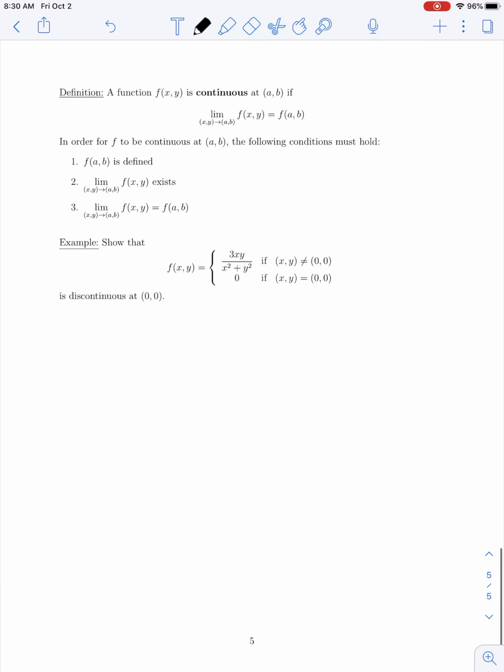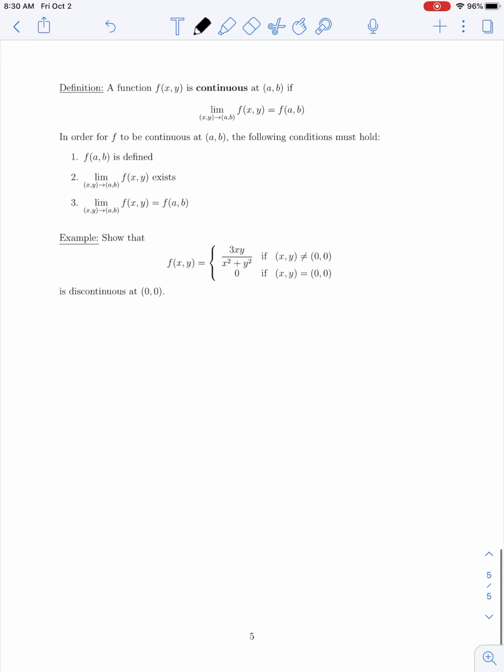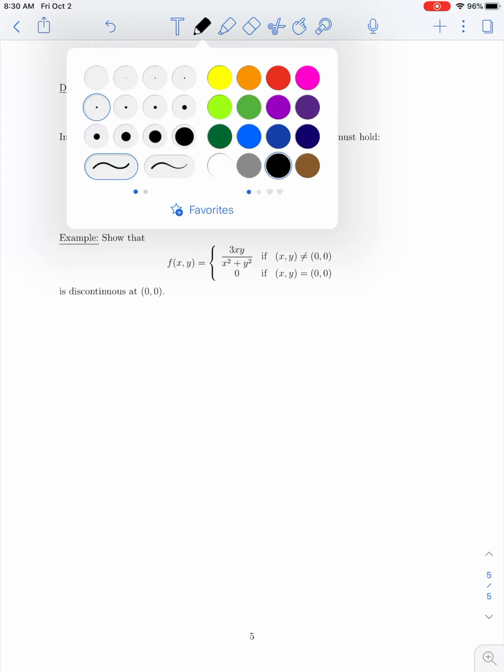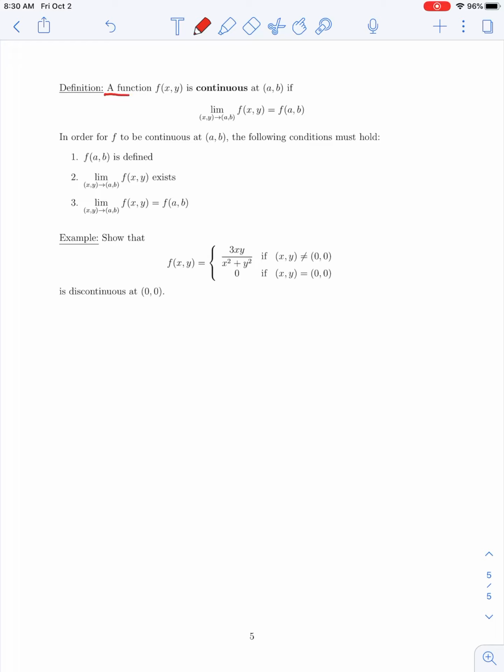Now, in the last part of this section, we'll talk about the formal definition of continuity for functions of two variables. So let's suppose that we have a function f of xy. We would say that function is continuous at a point a, b, if the limiting value of our function as xy approaches a, b is equal to the value of the function f at a, b.